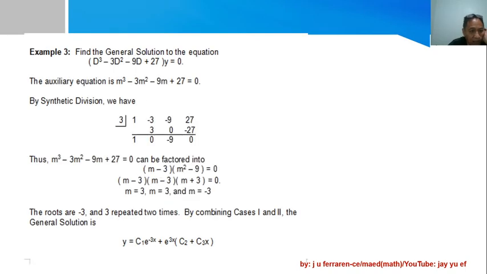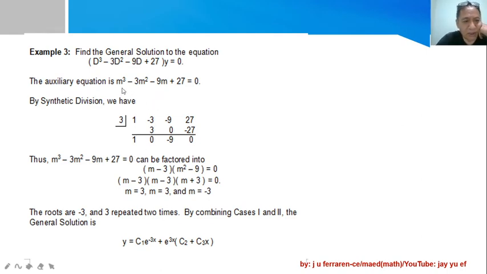Third equation, you are asked to find the general solution. So, replacing your D with m to have your auxiliary equation: m cubed minus 3m squared minus 9m plus 27 equated to 0. So, if this is in third degree, a calculator can be used.